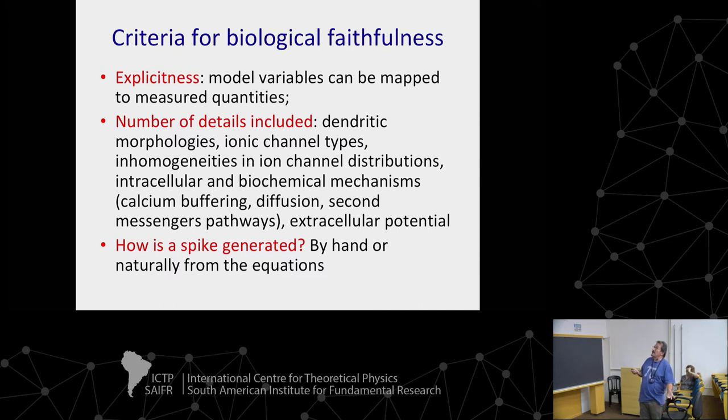Then there is the number of details that you want to include. You can have the morphologies of the dendrites. You've seen yesterday that some neurons have very interesting, rich dendritic arborizations. What is the role of those rich, profuse dendritic arborizations? Nobody knows, but if they are there, they have a metabolic cost. If they were not deselected by evolution, they must have some role. So it could be important to simulate the morphologies and their characteristics.